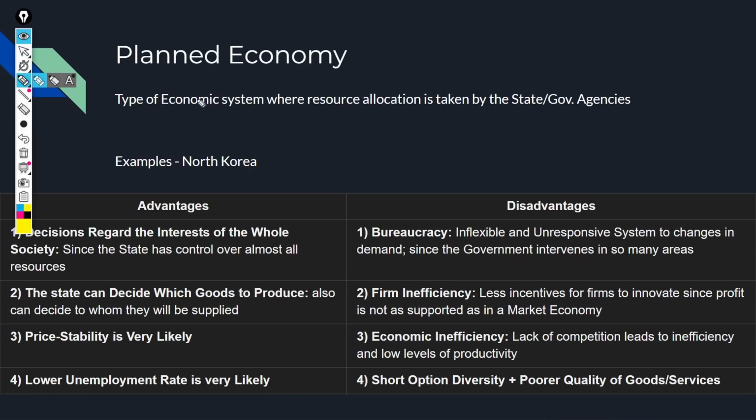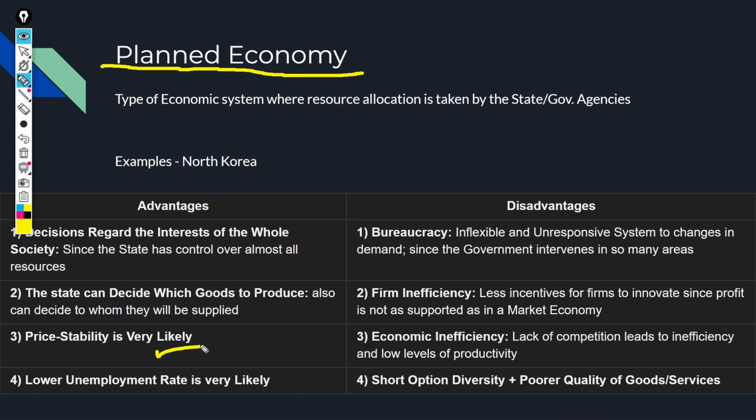Next, we're talking about a planned economy, and this is an economy where all the allocations are done by the state and government. An example would be North Korea and maybe Cuba. So an advantage of this obviously is, since the state and the government has control over everything, they'll be providing what's best for most people, and they can decide which goods they want to produce, so they can choose what to produce. So if a government wants to produce more corn, they'll produce more corn, and they might lose out on producing less rice. And then price stability is also very likely, since the government is controlling everything.